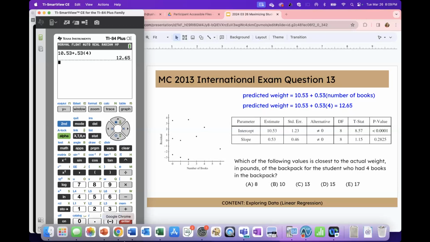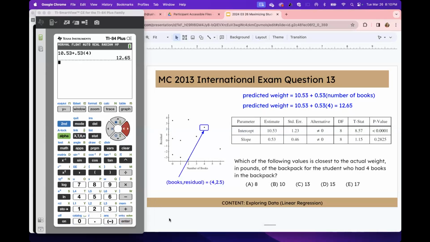So to get the actual weight, this is where the residual plot comes in. We look at the residual plot, we find the point that relates to 4 books. Reading off the graph, I just guesstimated it's about 2.5 residual. We don't have to be completely accurate. I know it's between 2 and 3, so I just did halfway in between. That's all that I can get from the residual plot.